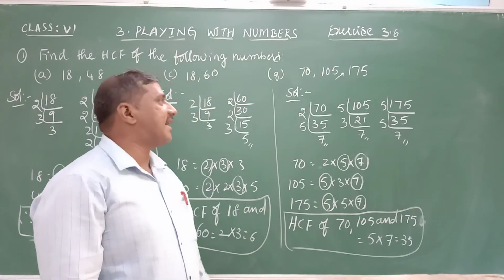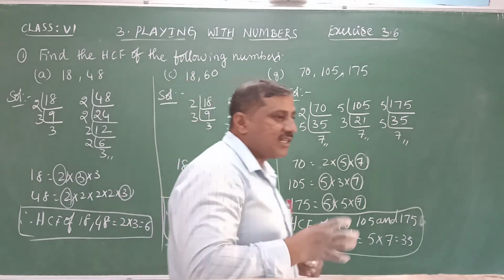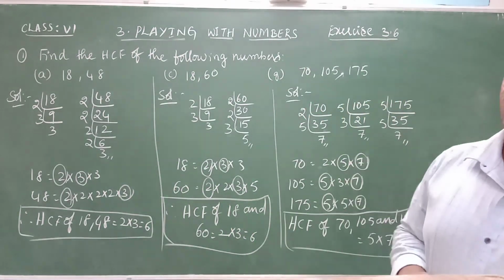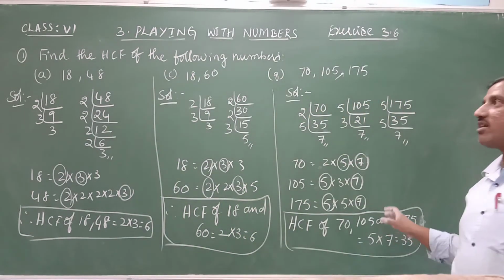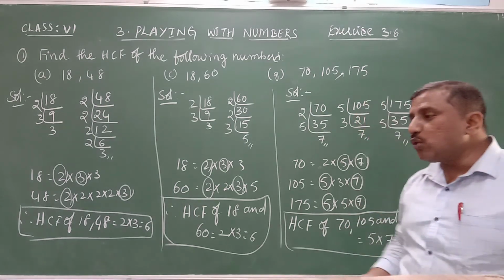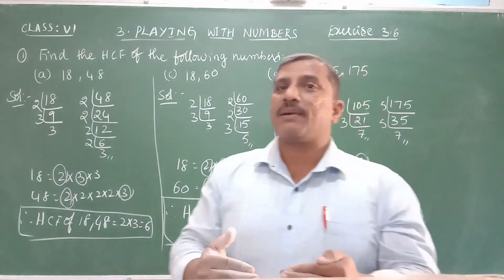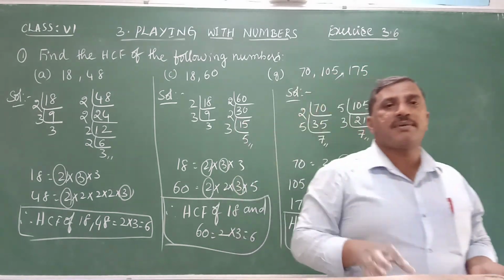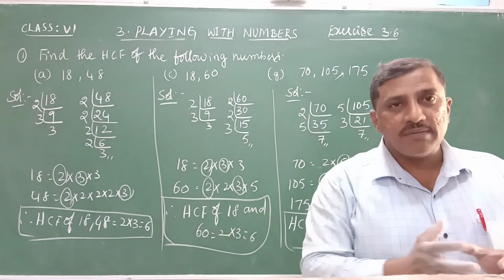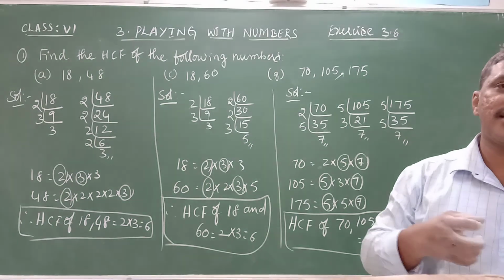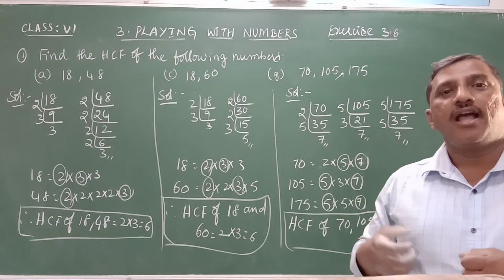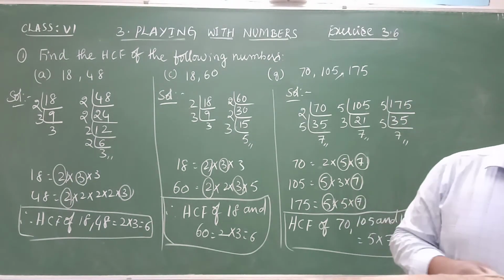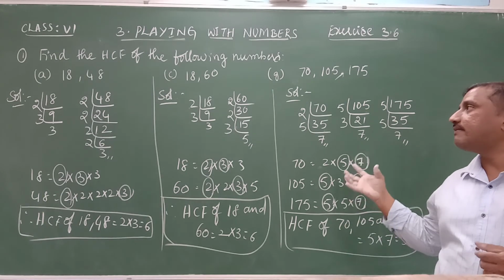35 is the HCF. Like this we will find the HCF of given numbers by using the prime factorization method. What we will do here is, we will write the prime factors of all the numbers, then we will identify the common prime factors, then we will take the product of those common prime factors as the HCF of the given numbers. So this is one method.